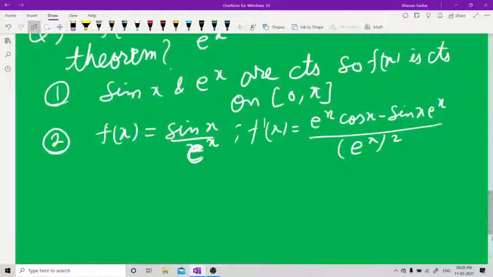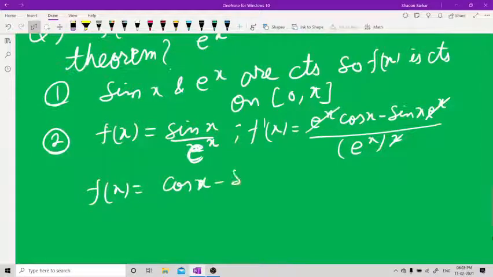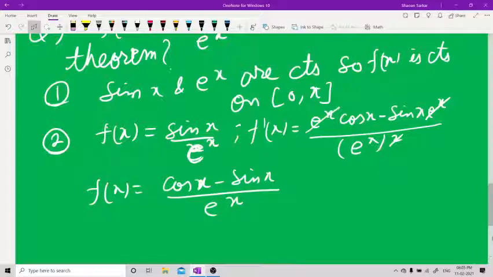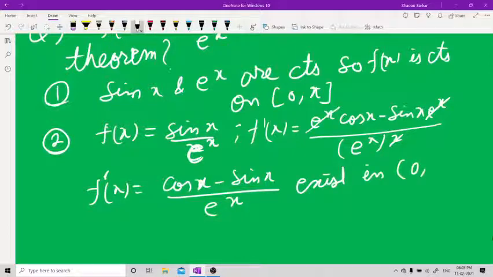Cancel one each. That is, cancel this and the power. So you will get f(x) is equal to (cos x minus sin x) upon e to the power of x, and is derivable. So f dash x exists in the open interval 0 to pi.